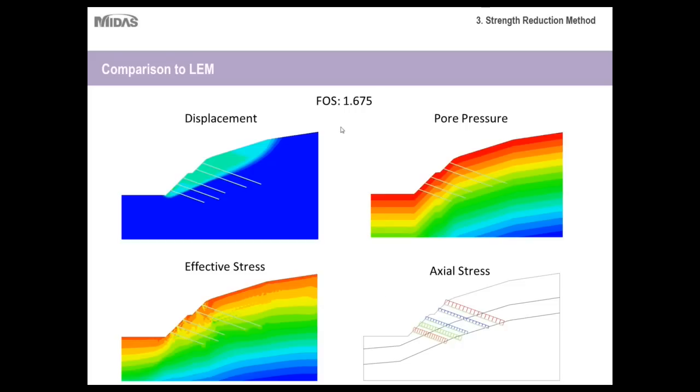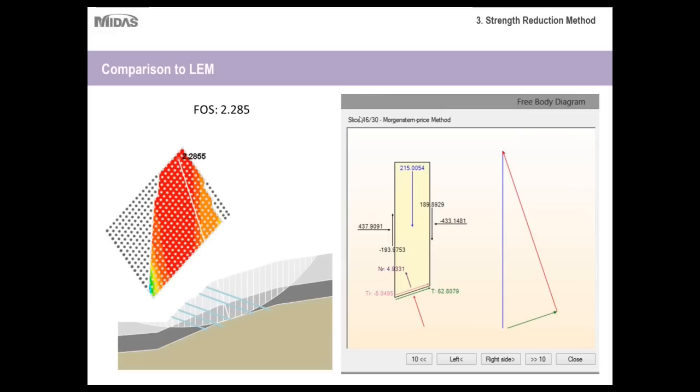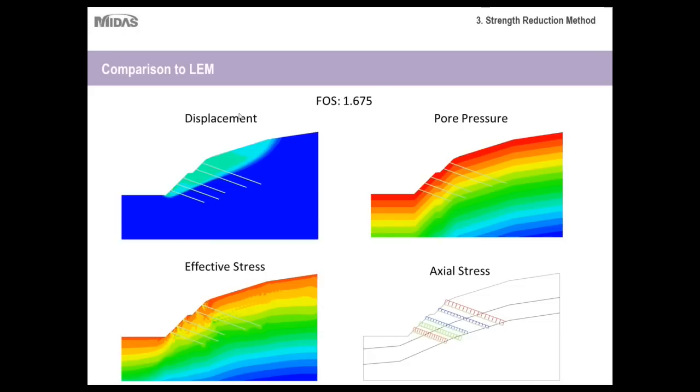And also I want to point out that the factor of safety here is much lower than what was given here, because this is the same project, analyzed with two different methods. So for the limit equilibrium method, the factor is about 2.285, but here it's about 1.675. So just keep in mind that because this strength reduction method can take into account pore water pressure directly, and other certain factors, you can get factors of safety that are much closer, much more, I guess, realistic.